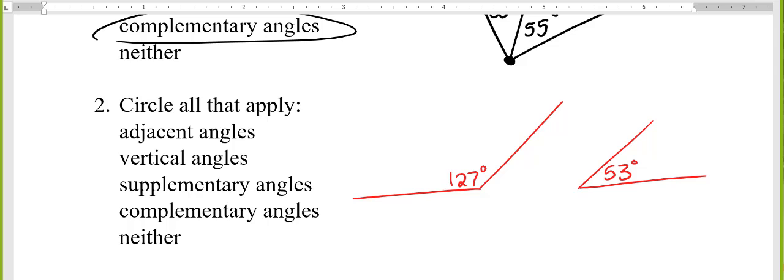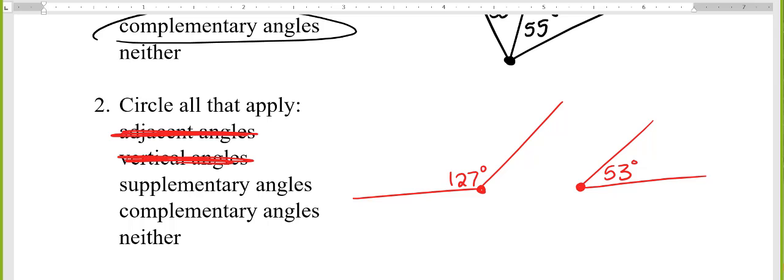For number 2, are these adjacent angles? Do they share the common vertex? Well, here's one vertex. Here's the other vertex. So can they be adjacent angles? No. They don't share the same vertex. Are they vertical angles? Do those angles look like this? Nope. So they're not vertical angles either.